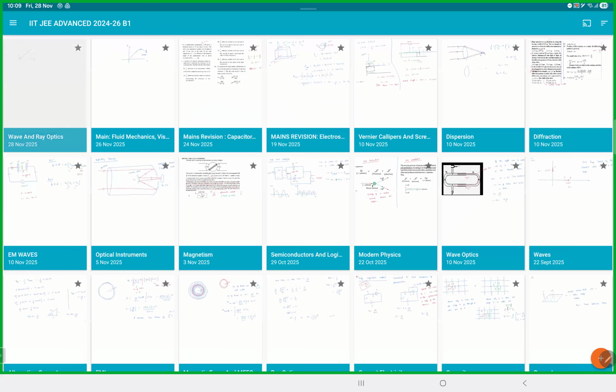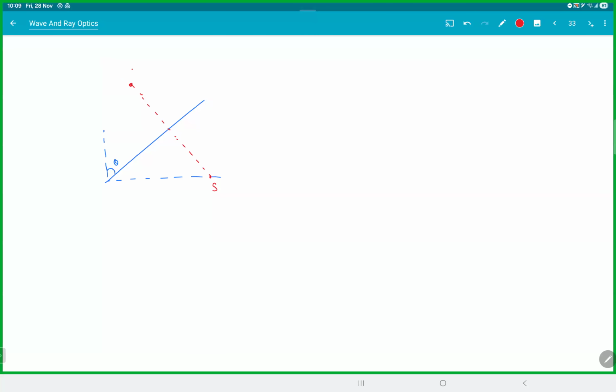Somewhere here. If that is theta, this is 90, so 90 minus theta, this is theta, this is A. Then this distance will be A cos theta. This also will be A cos theta. So from here, if you drop a perpendicular, that will be 2A cos theta tan theta.